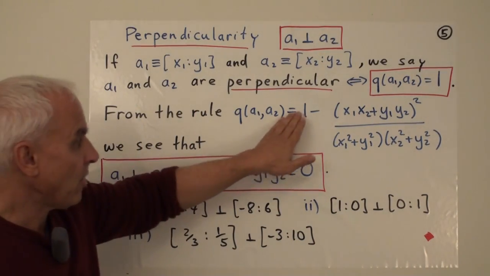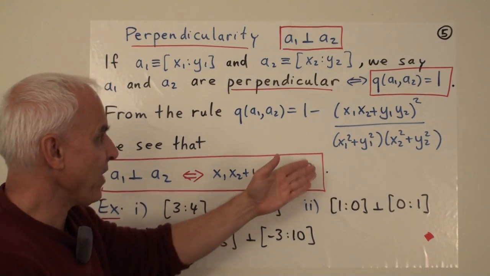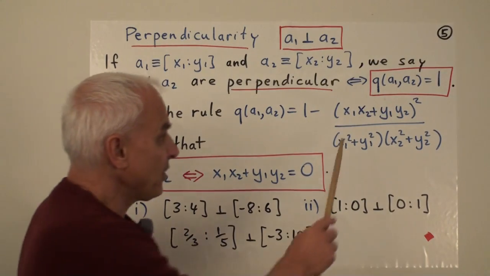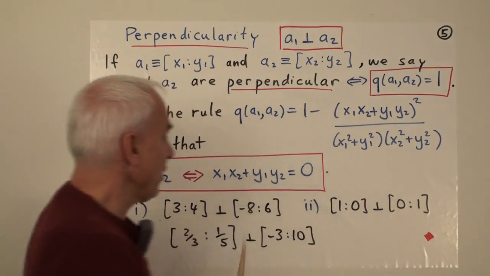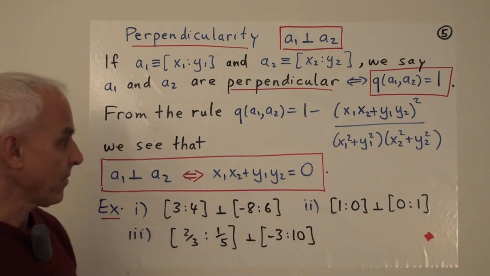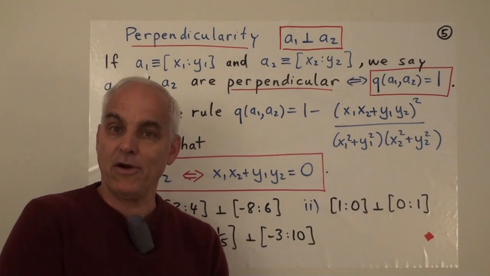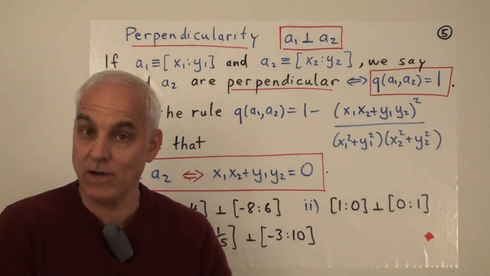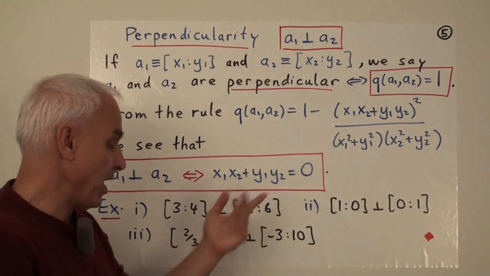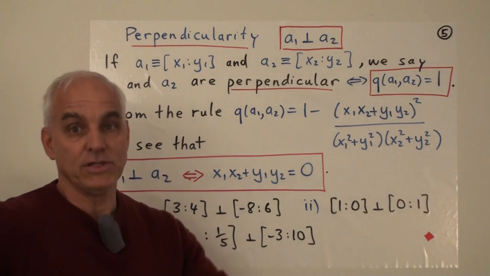And from this alternate form of the projective quadrance, we can see that this condition of the quadrance being 1 is exactly the condition that this numerator here be 0. And that does very directly connect with notions of perpendicularity in the plane, in the affine plane with the Euclidean structure. So this is the standard way of defining perpendicularity of two vectors in the plane using linear algebra.